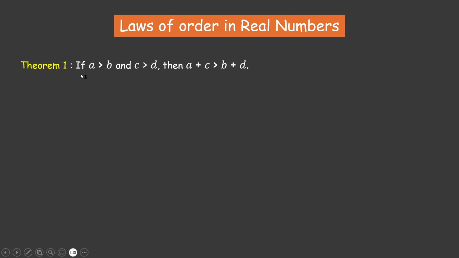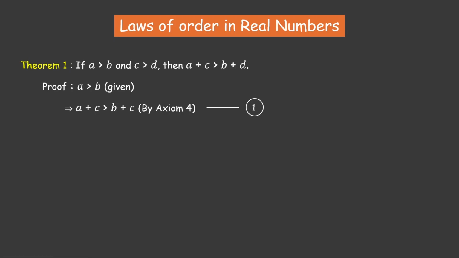Theorem 1 says if A is greater than B and C is greater than D, where A, B, C, D are real numbers, then A plus C is greater than B plus D. Let us look over here. It is given that A is greater than B. Then by axiom 4, if we add C to both the sides, A plus C is greater than B plus C. Let us call this equation 1.